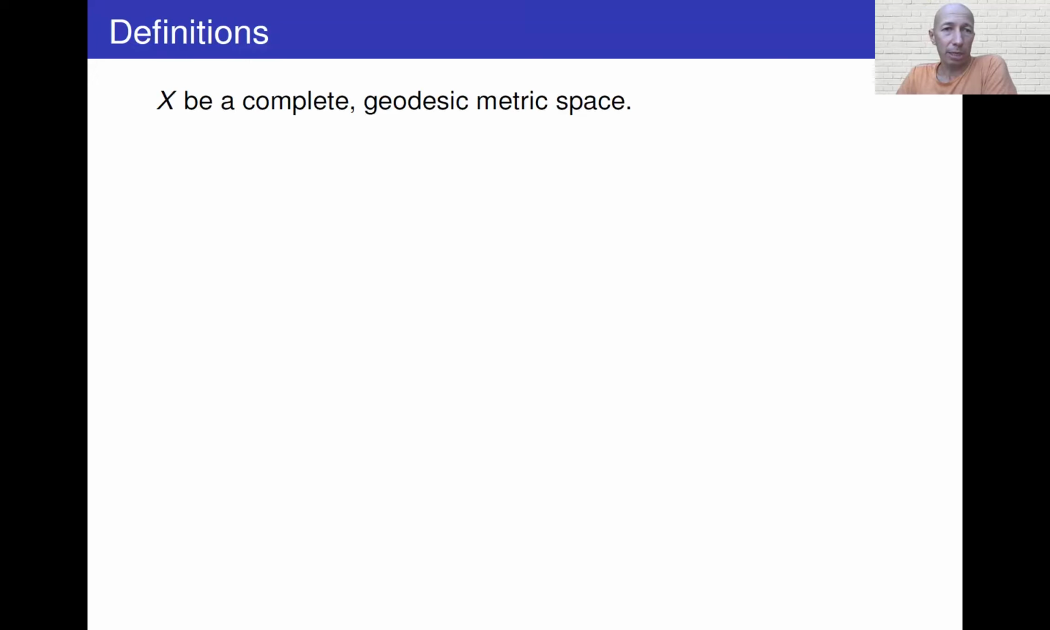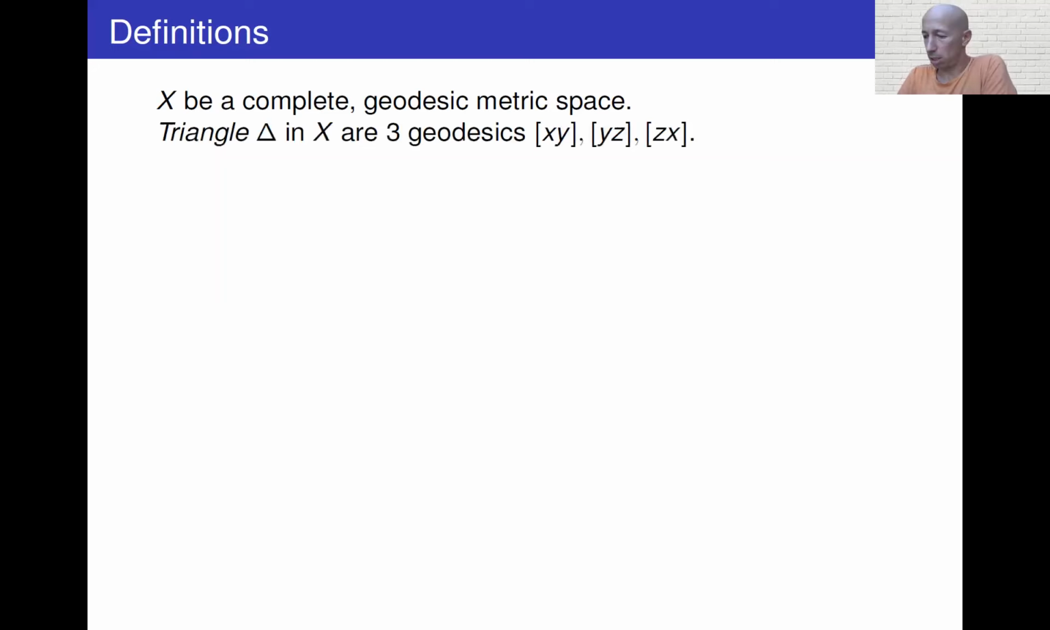So a triangle in a metric space is three geodesics, which I denote by xy, a geodesic between x and y, yz, a geodesic between y and z, and zx. This may be confusing, since the geodesic might not be unique, but a triangle is a choice of three geodesics between three points.